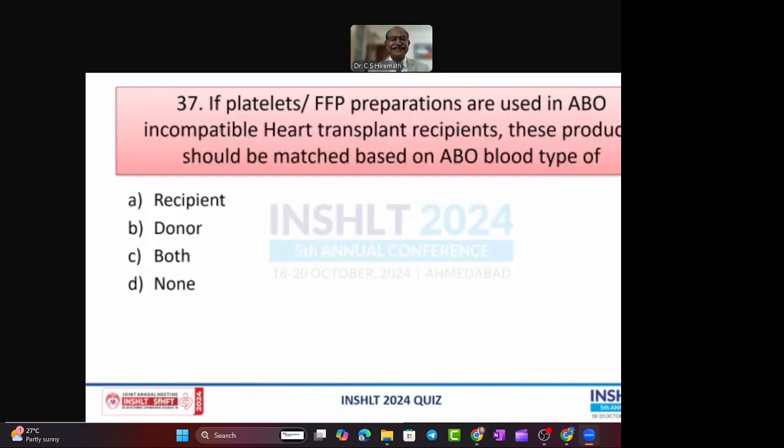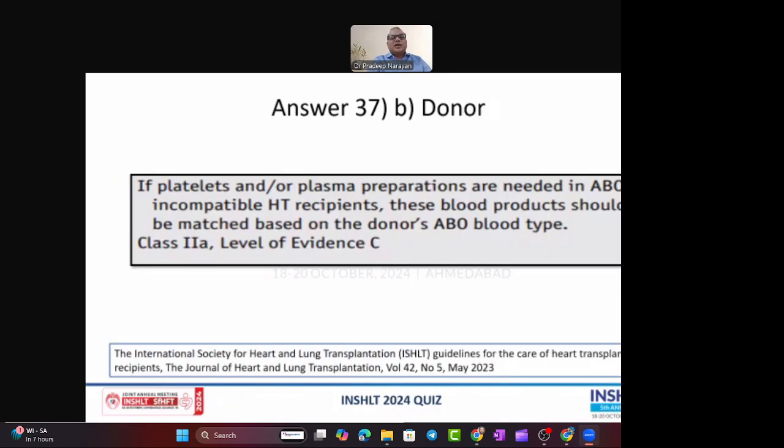Next slide, please. If platelets or FFP preparations are used in ABO incompatible heart transplant recipients, these products should be matched based on the ABO blood type of... Yeah, it's a very interesting question, and even I had to think for a while, but it's the donor. We have to match them with respect to the donor, because they carry the antibody, and if you match with the recipient, they'll have antibody to the donor, and that will cause hemolysis. Next slide, please.